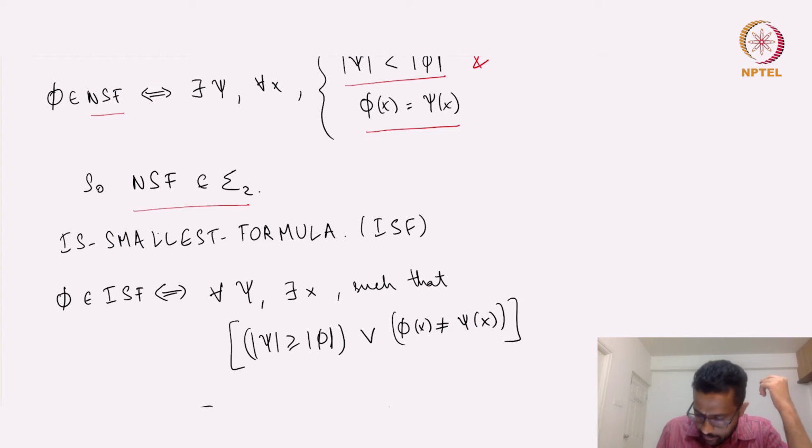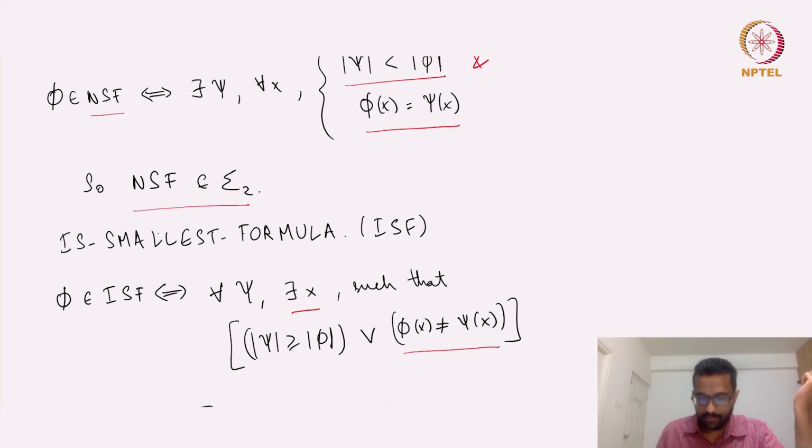So again, there exists here. For all psi, there exists x such that either phi is bigger, or psi is bigger, or there is an x such that phi and psi are not equal at that x. So the second part, the red underlined part, ensures that they are not equivalent. Either they are not equivalent or psi is bigger.